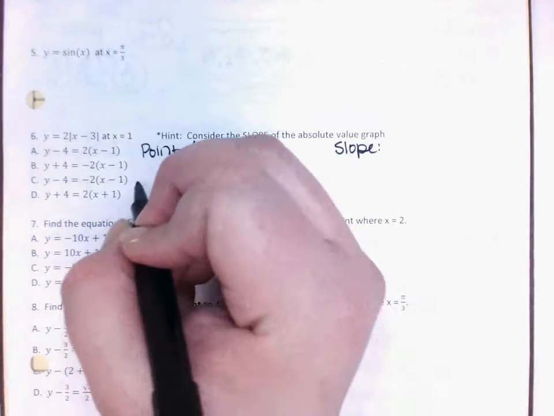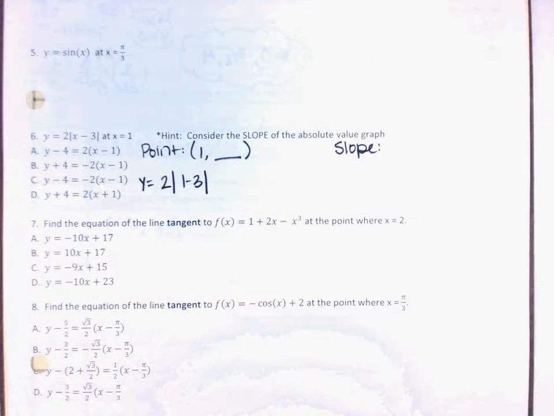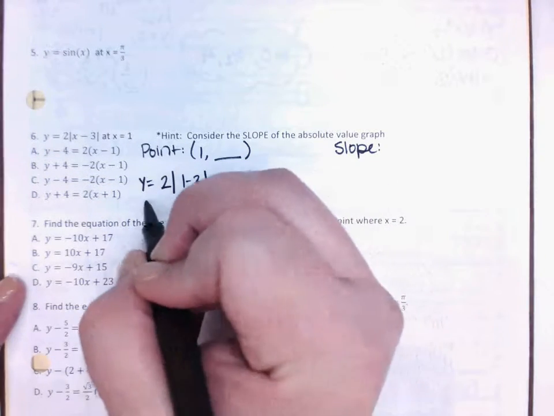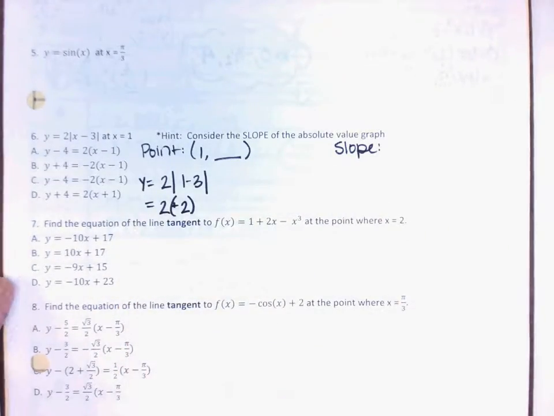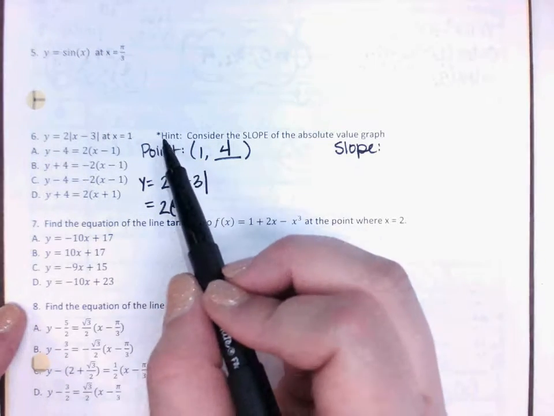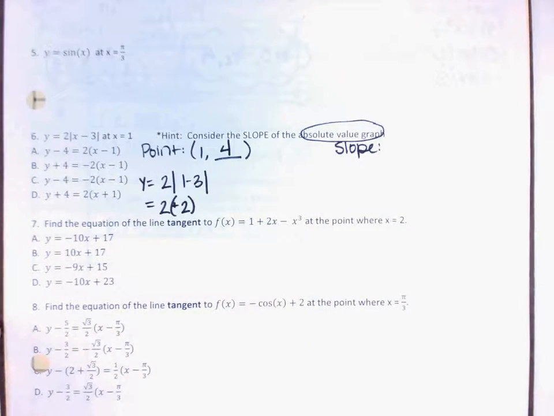Okay, so I'd have y equals 2 times the absolute value of 1 minus 3, which is negative 2, but absolute value turns into a positive 2. So 2 times 2 is 4. Okay, I have the point. To get the slope, look at your little hint. You have to use the graph. Now, you shouldn't need a calculator for that.